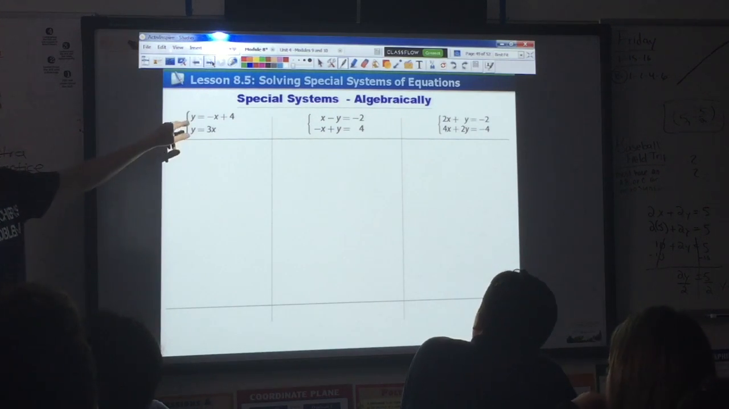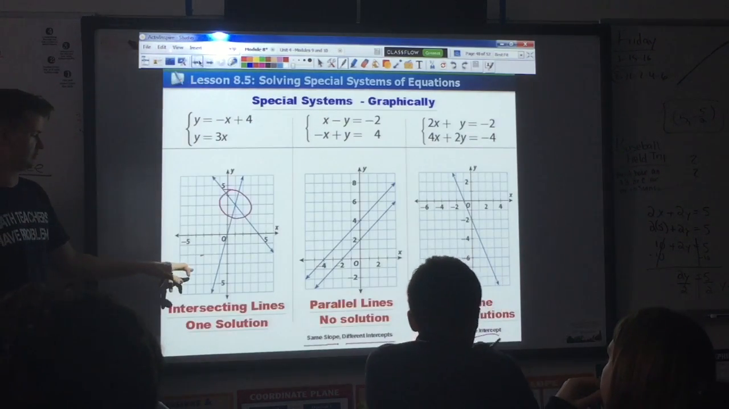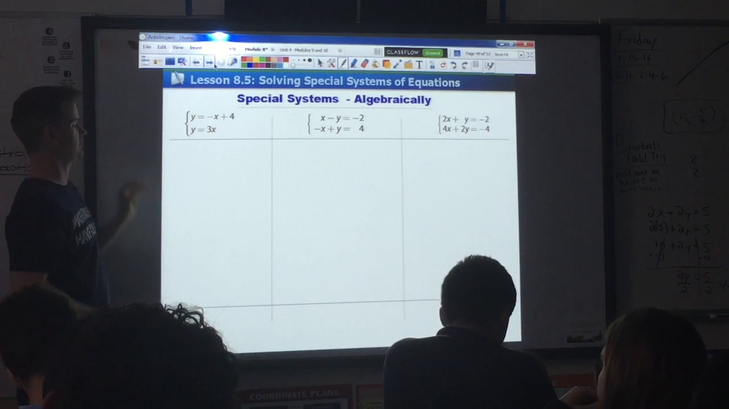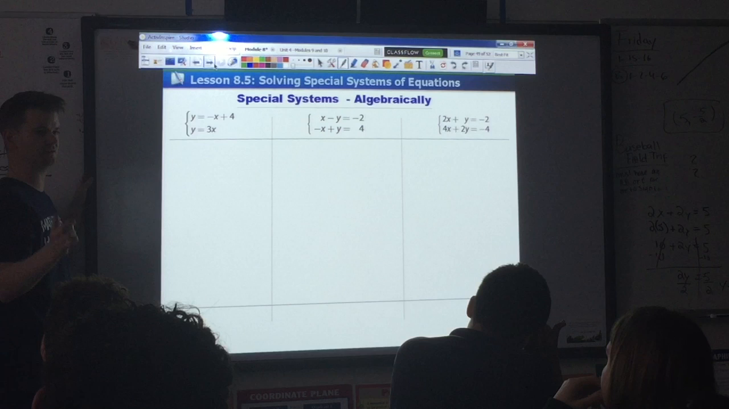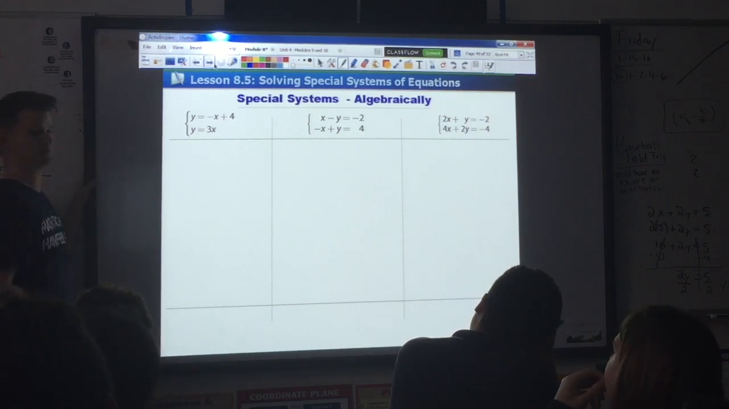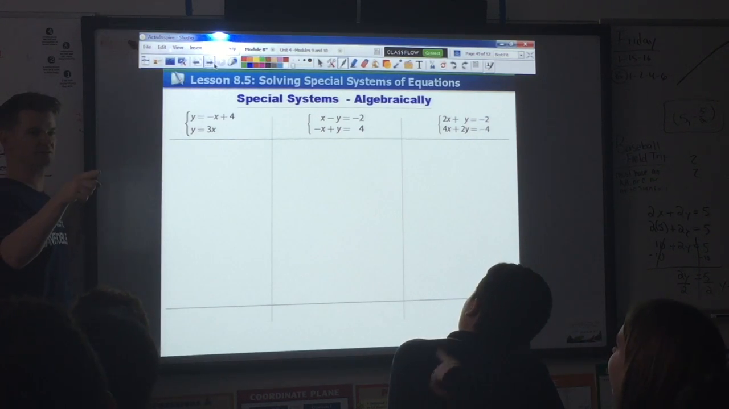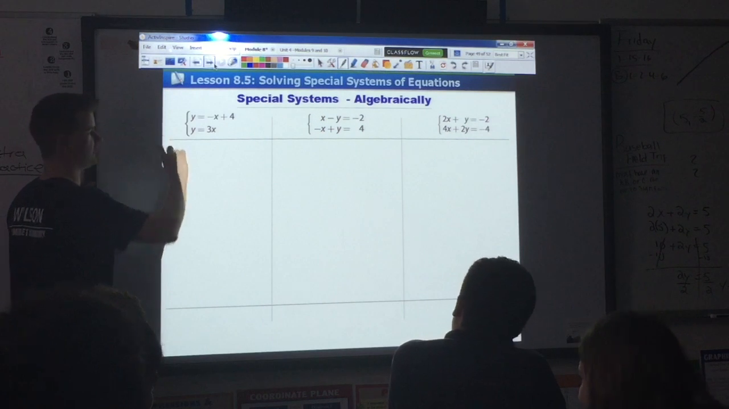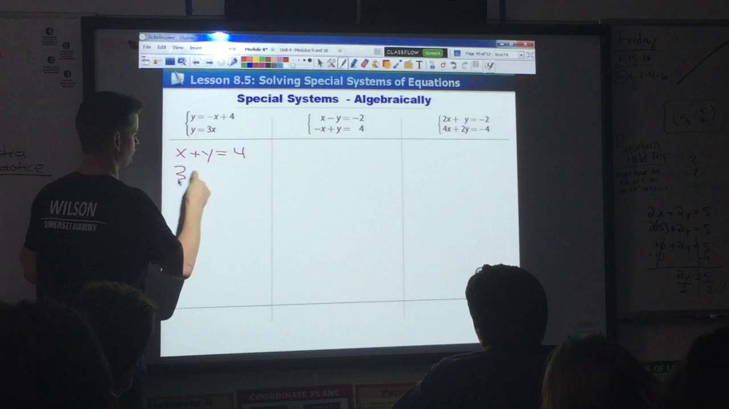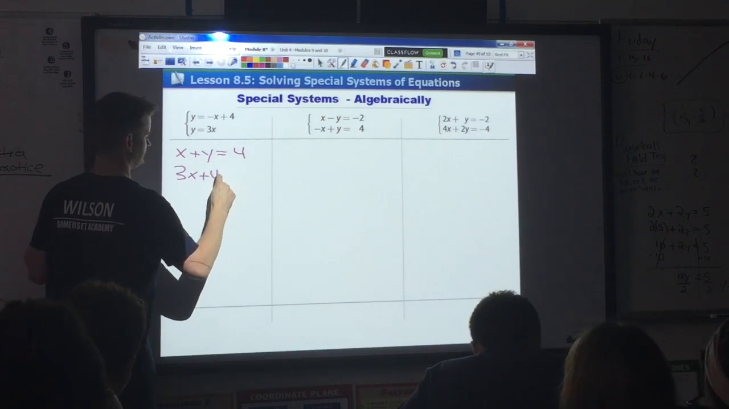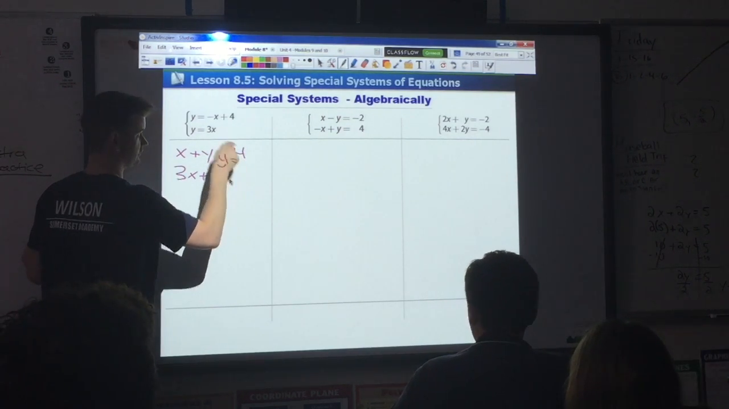Algebraically, I'm not going to solve this one because we know that this one is one solution, but I do want to ask you a question. Can I solve this right now? No, because it's in y equals mx plus b form, but it has to be in standard form. So before I could solve this, I would have to rewrite it. It would be x plus y equals 4, and 3x plus y is equal to, what's over here?